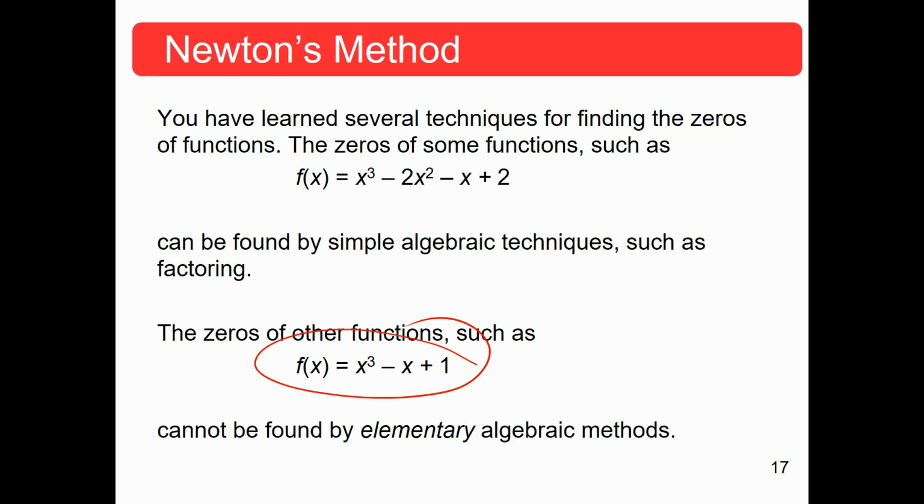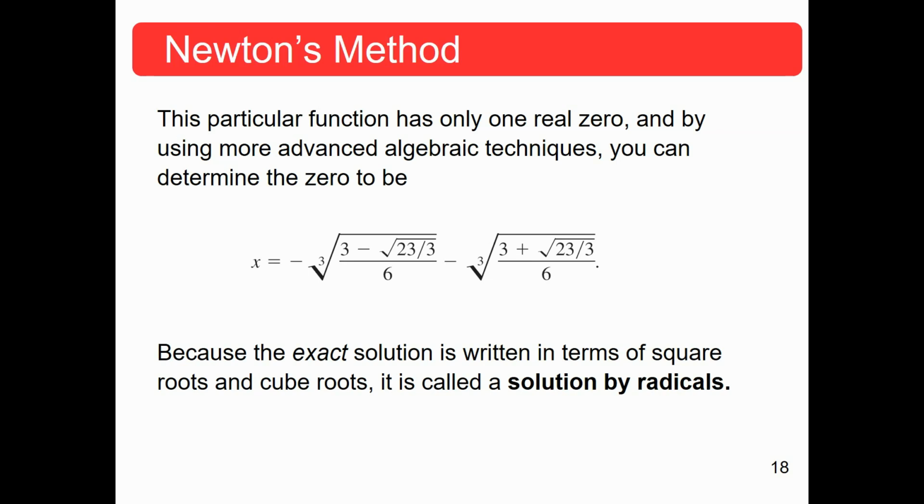Now, there are some super complicated, higher level algebraic methods for solving that. So if you want to know what the real zeros are, here they are. Okay. Negative cube root of 3 minus the square root of 23/3 divided by 6 minus the cube root of 3 plus the square root of 23/3 divided by 6. This is ugly, and this is an exact solution written in terms of square roots and cube roots, right? This is a solution by radicals. Problem is, I have no clue how to get that.